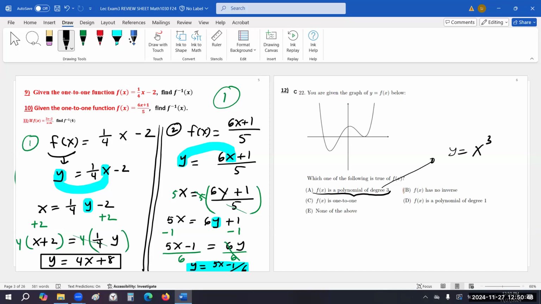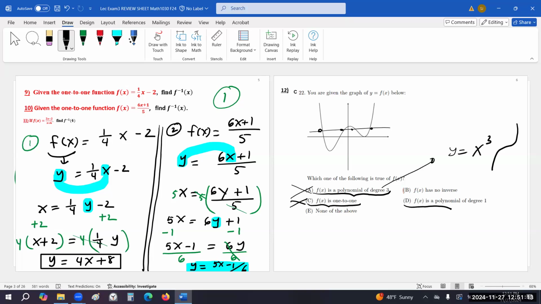Do you remember the shape of cubic function? So is it a cubic function? No. Let's go see. It's a one-to-one function. Definitely not, because there's so many intersections.